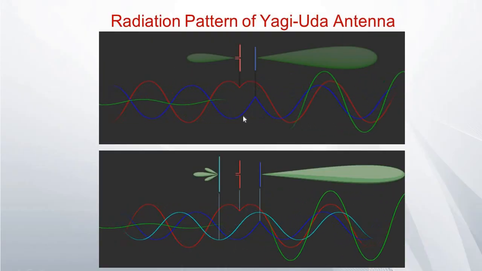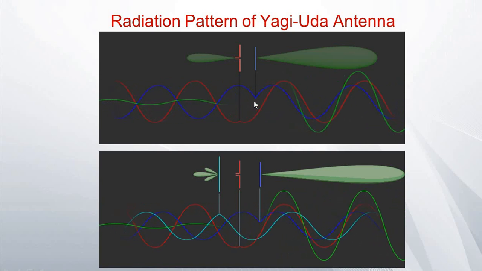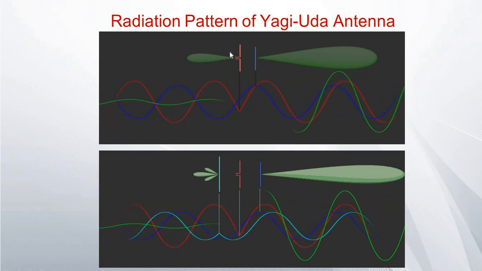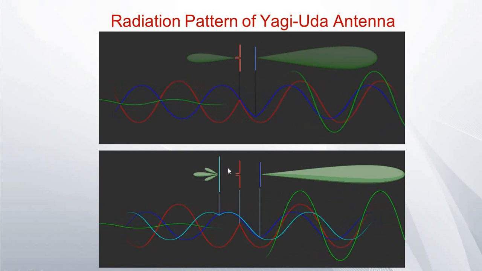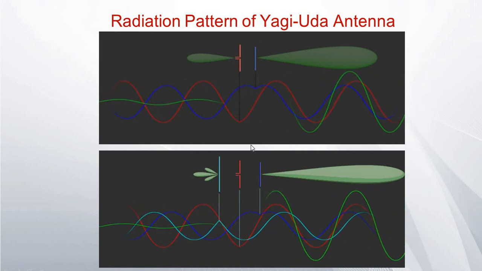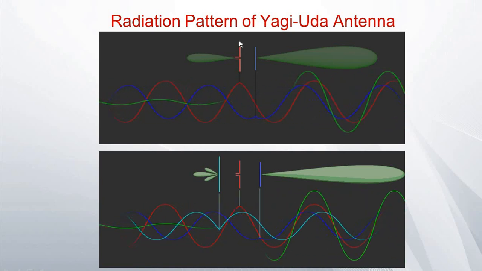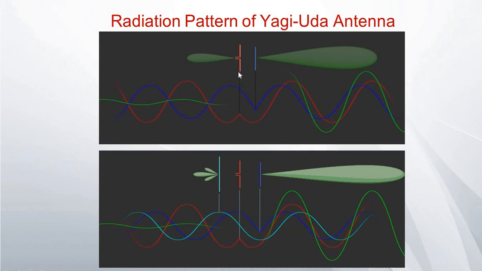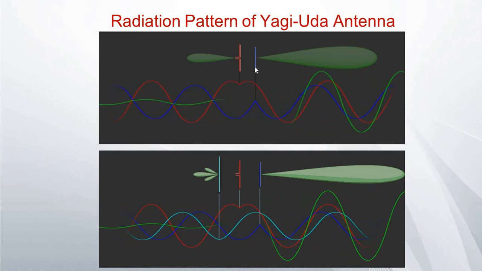See this, there are two pictures in this animation. The first is only with two elements. What is happening? And here there are 3 elements, what is happening? In these 2 elements, this red color element is called the driven element, and this element is called the director. Only one director is there.